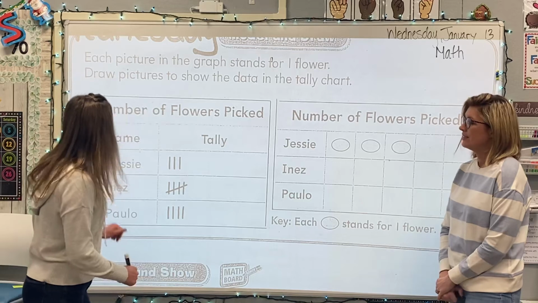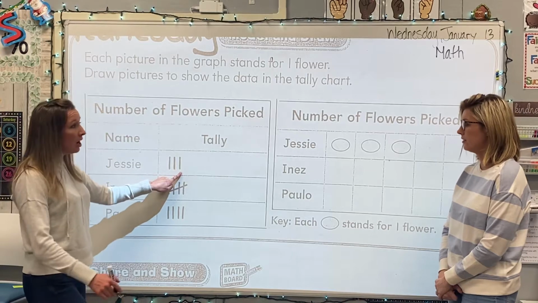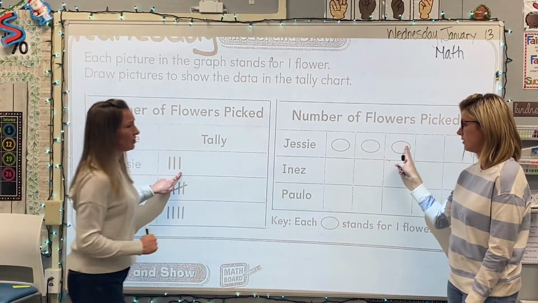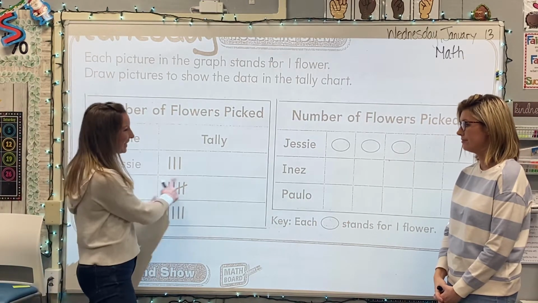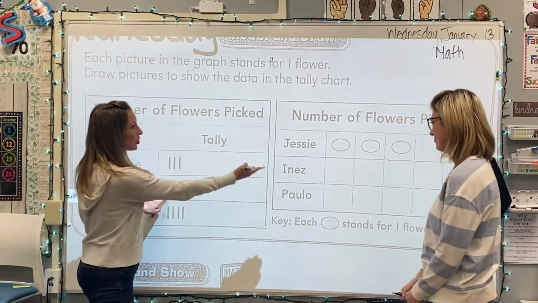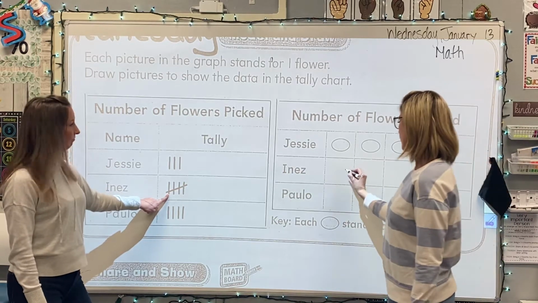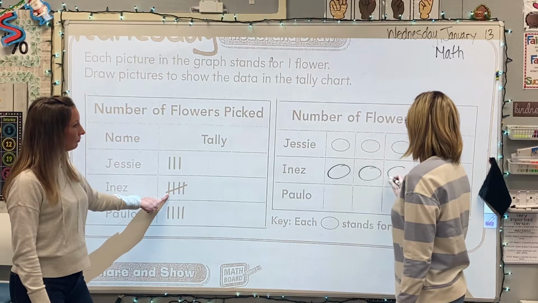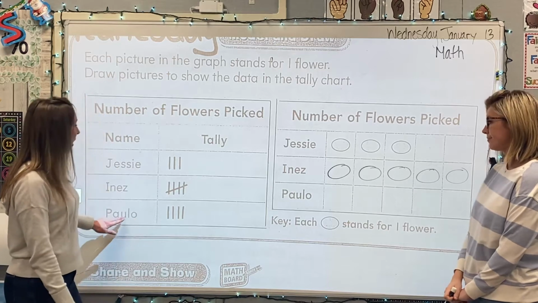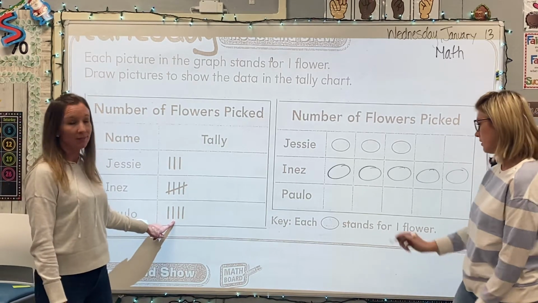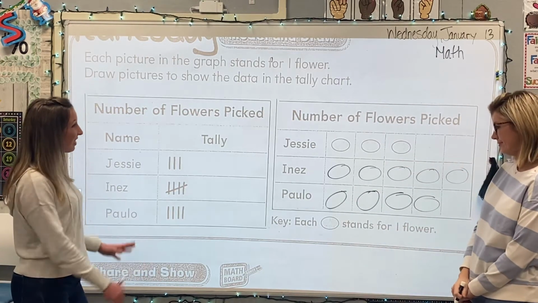Now, if you look, Jessie picked 3 flowers, and so there are 3 tally marks. On your graph, Mrs. Grant, how many ovals? 3. Awesome. Well, Inez picked 5. I can tell because it has that cross on it. Can you show what that would look like if you had 5 flowers on yours? They didn't do it for us, so we have to write in those 5 ovals, 3, 4, 5, to represent those 5 tally marks. And then we have Paulo, who picked 4 flowers, so I'm going to draw 4 ovals. Perfect. That's the general idea.